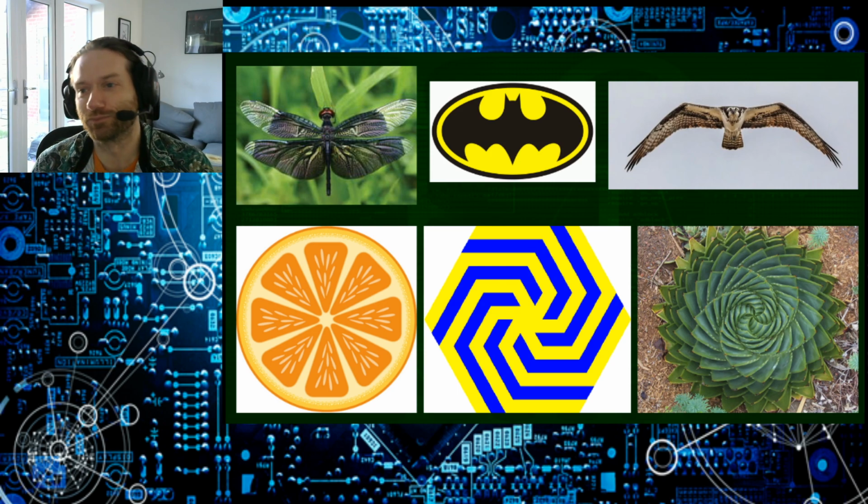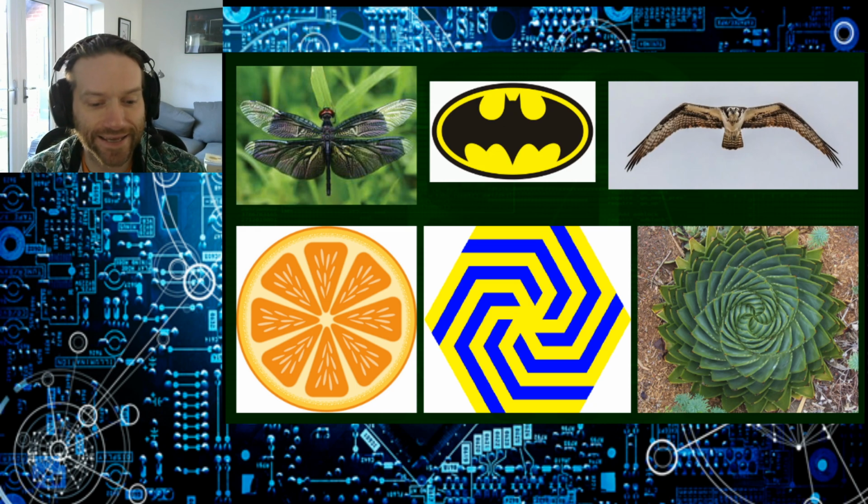Bird. It's not bird. I don't know if you've noticed this, but there's only one of those images that is actually a bird. We've got a dragonfly there, not a bird. We've got a bat, not a bird. Also not soup. Don't eat bat, friends. We've got a bird, actually a bird. We've got an orange slice. We've got a swirly thing, and we've got another swirly thing.